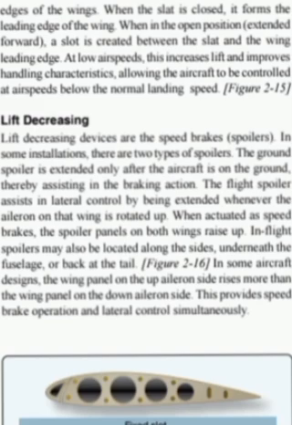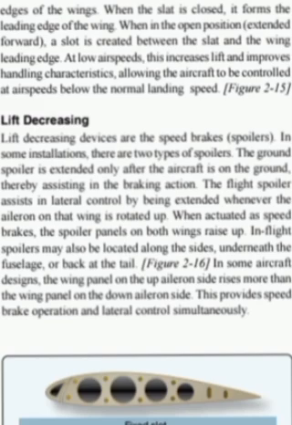Lift decreasing. Lift decreasing devices are the speed brakes, spoilers. In some installations, there are two types of spoilers. The ground spoiler is extended only after the aircraft is on the ground, thereby assisting in the braking action. The flight spoiler assists in lateral control by being extended whenever the aileron on the wing is rotated up.